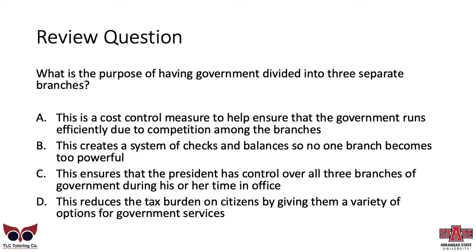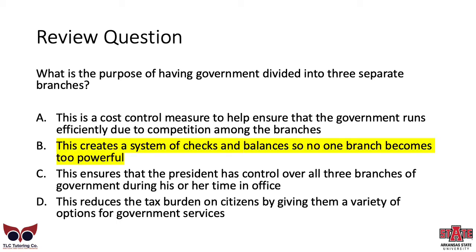Review question. What is the purpose of having the government divided into 3 separate branches? A. This is a cost control measure to help ensure that the government runs efficiently due to competition among the branches. B. This creates a system of checks and balances so no one branch becomes too powerful. C. This ensures that the President has control over all 3 branches of government during his or her time in office. Or D. This reduces the tax burden on citizens by giving them a variety of options for government services.